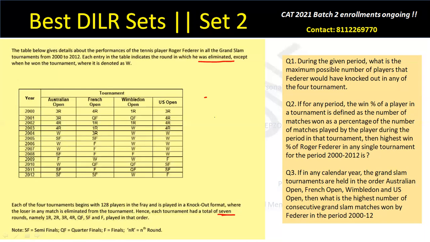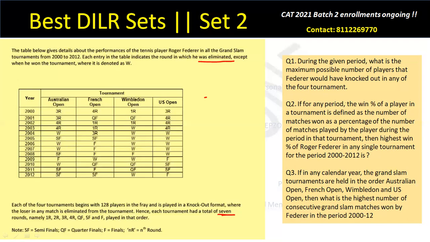Now, before jumping on to this, let's see what the questions are asking. During the given period, what is the maximum possible number of players that Federer would have knocked out in any of the 4 tournaments? It means out of the 4 tournaments, in which tournament has he defeated the most players, which basically means in which he has won the most matches in total from 2000 to 2012. Because no period is given to us, we will consider that to be a cumulative period.